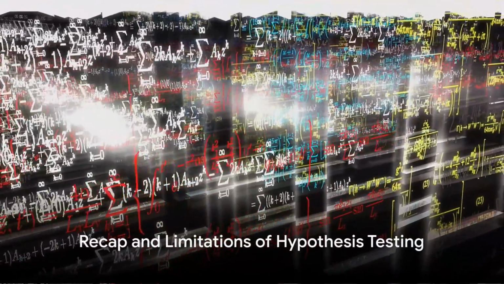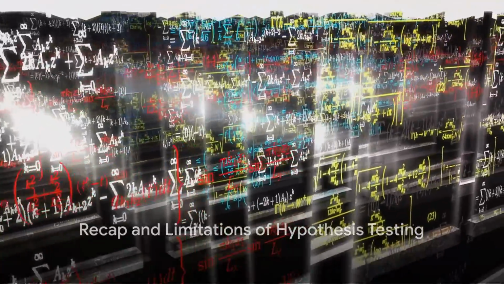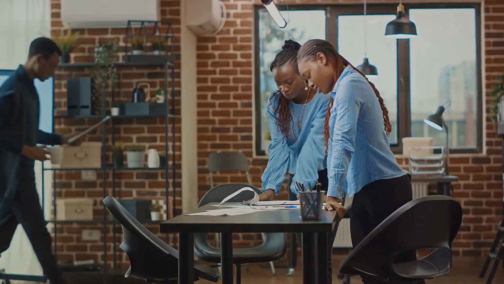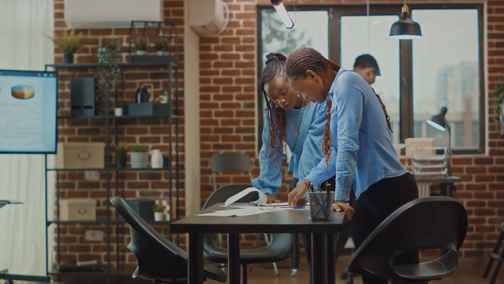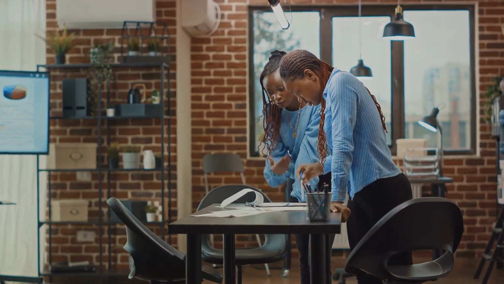So, to recap, hypothesis testing involves stating the hypotheses, deciding the significance level, collecting and analyzing data, making a decision based on the p-value, and interpreting the results. It's a systematic way of using data to answer questions and make decisions.